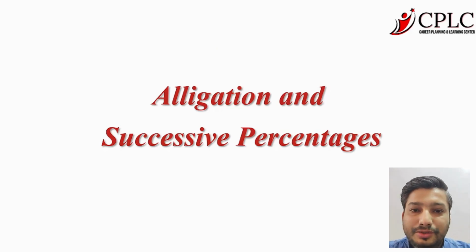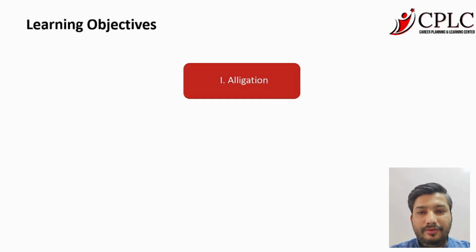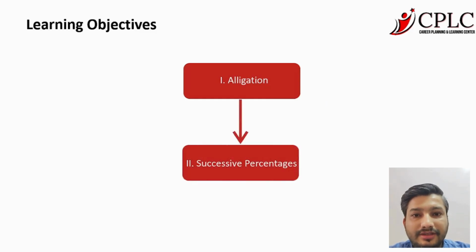Hello everyone. So today we are going to talk about a topic which is going to be allegation and successive percentage. So these are the two different topics basically, and we'll try and understand each one of them in detail. So let's first start with allegation. So let's first try and understand what exactly is allegation, and then we'll see the other scenarios.